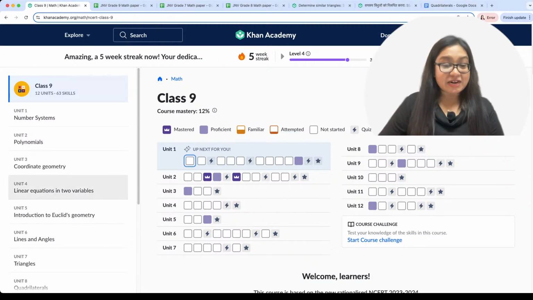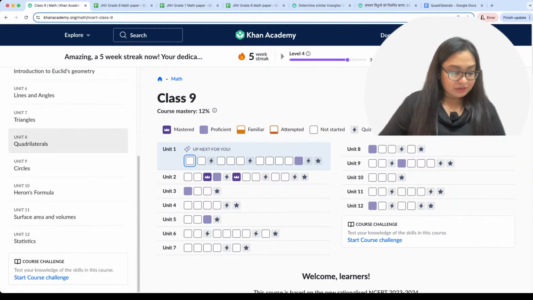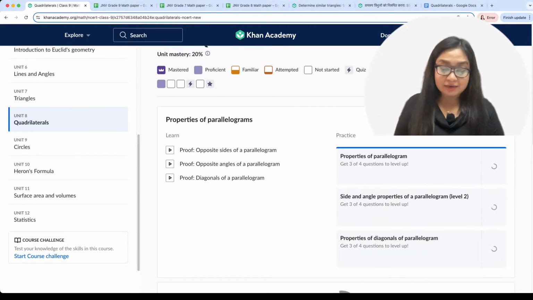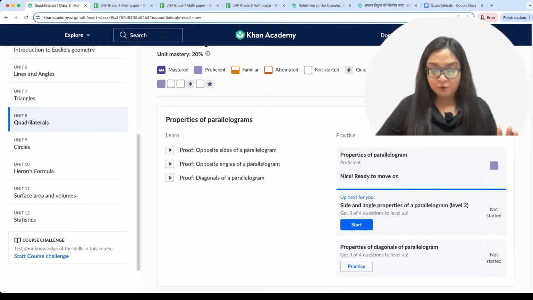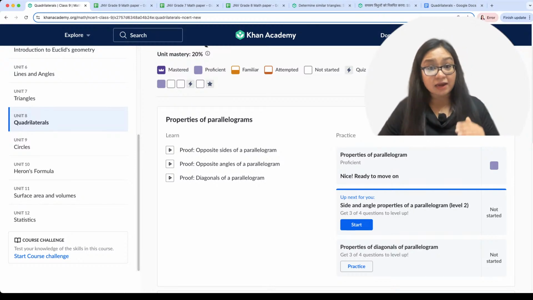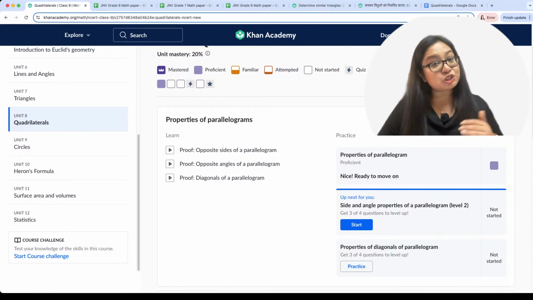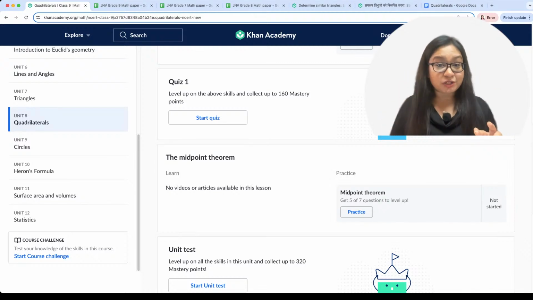Let's go. On the left hand side you can see all the different chapters right here, and let's go to quadrilaterals over here. Now we have already done a little bit of practice from quadrilaterals, so you know the different properties of parallelograms, right? Side and angle properties of parallelograms, and properties of diagonals of parallelograms, right? But then again, let's get started and solve a few more questions and then we will go to the next concept, that is the midpoint theorem, converse of midpoint theorem, and how to use it in different types of questions, including the proof type of questions.